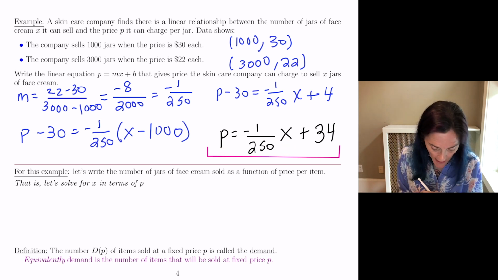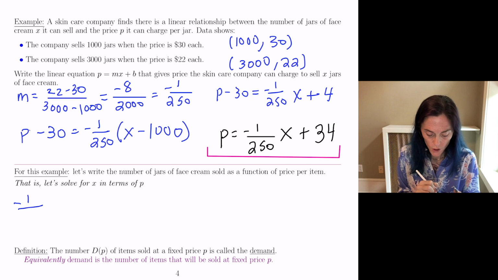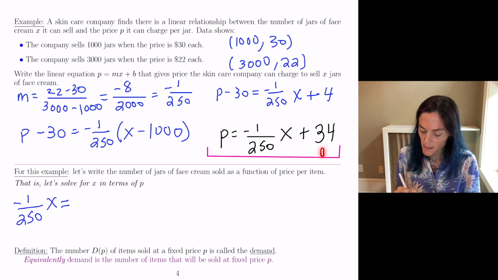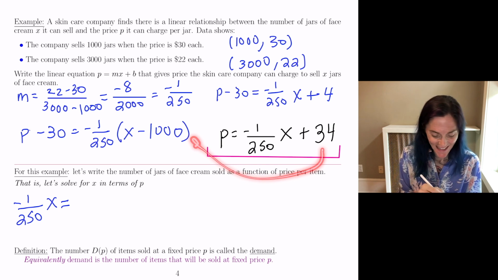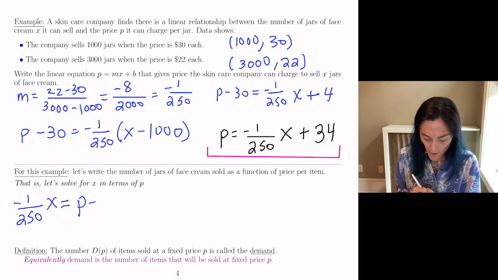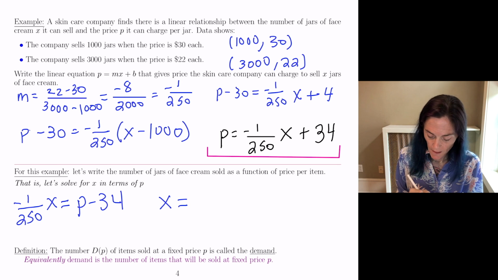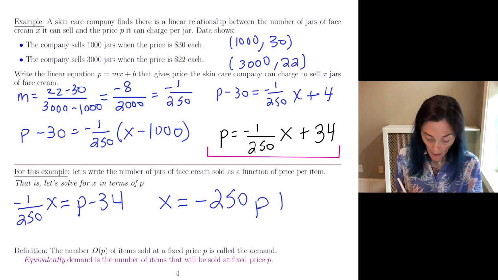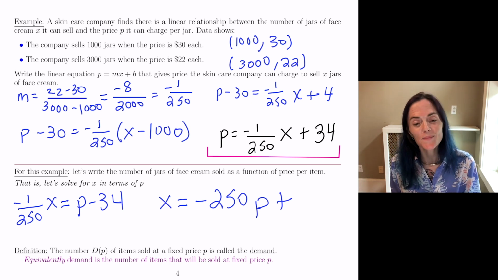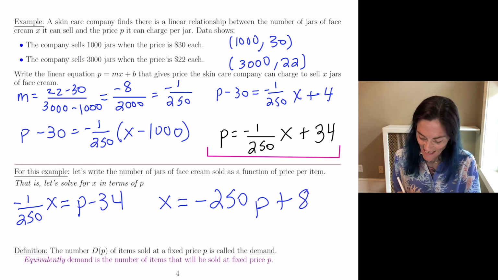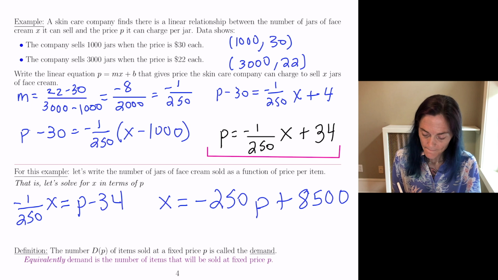Okay, well, you notice we have negative 1 over 250 X equals, we can just subtract 34 from both sides. So we have P minus 34. Now we can solve for X just by multiplying both sides of the equation by negative 250. So negative 250 P plus 34 times 250, which is 8,500.